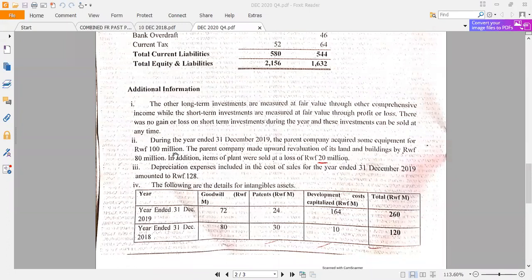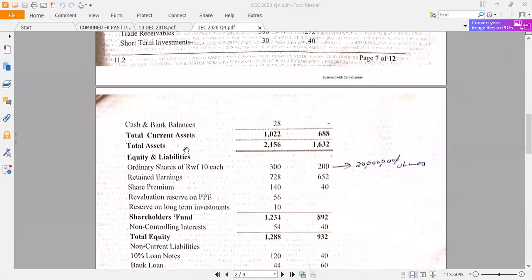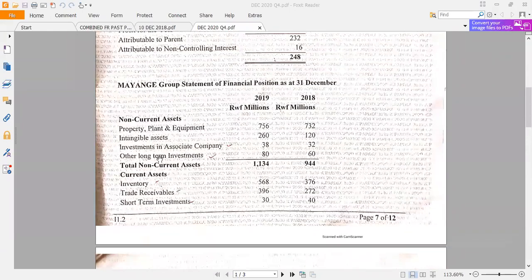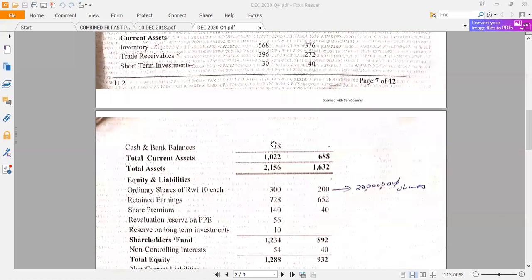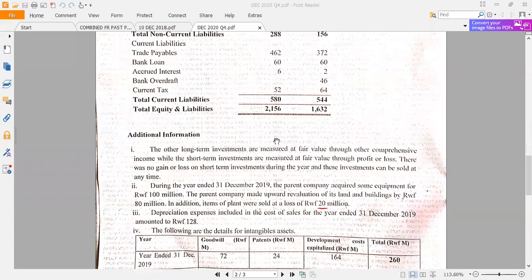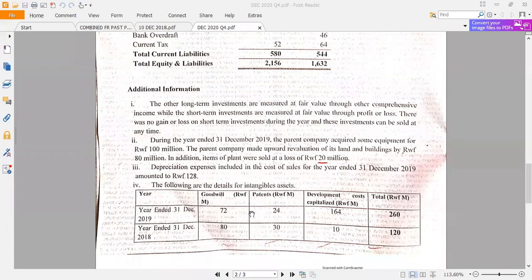The following are the details of intangible assets. So remember, intangible assets, let's check here. Intangible assets increased from 120 to 260. They increased from 120 to 260, intangible assets. So the following are details of intangible assets. So there are three intangible assets. There is goodwill, there is patents, and there is development costs.